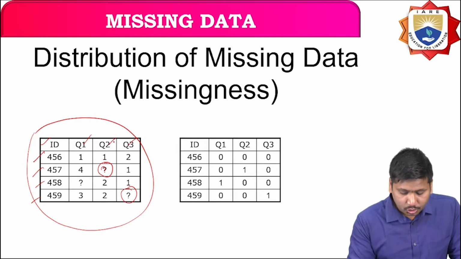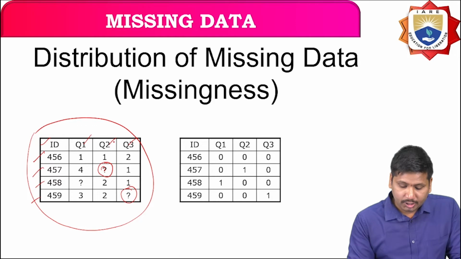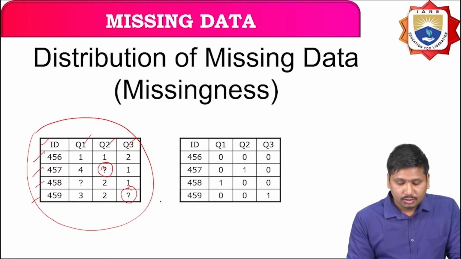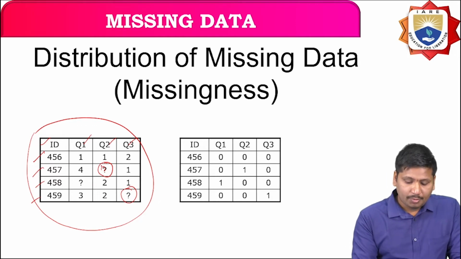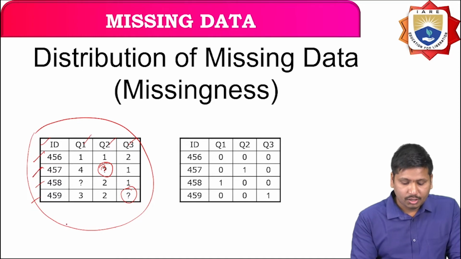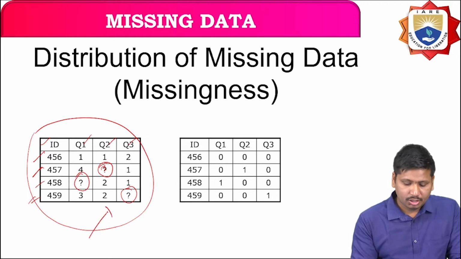So this should be an item non-response to missing data here, since I'm getting missing values from 457 and 459. So the missingness occurring here, and here also I'm getting the missing. So this and all will come under item non-response missing data.